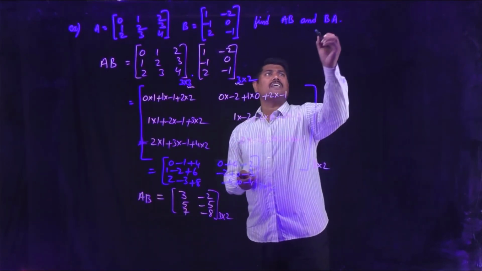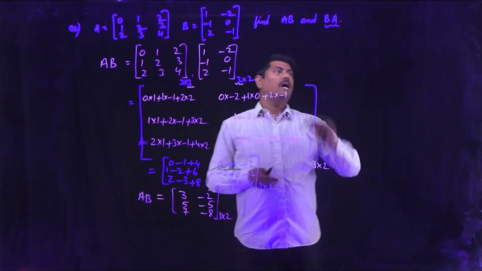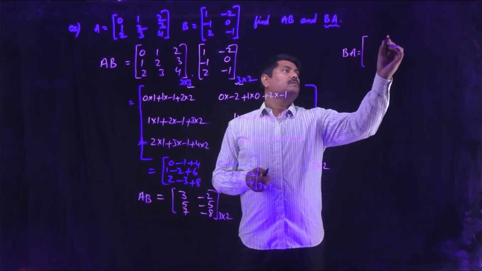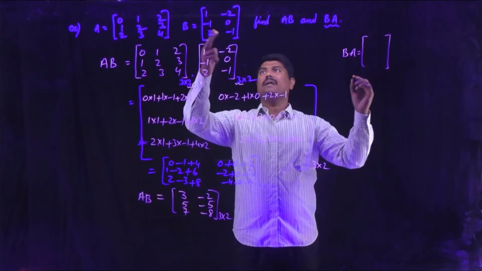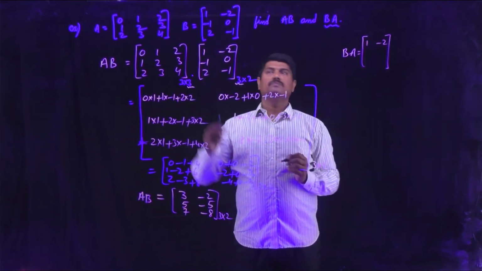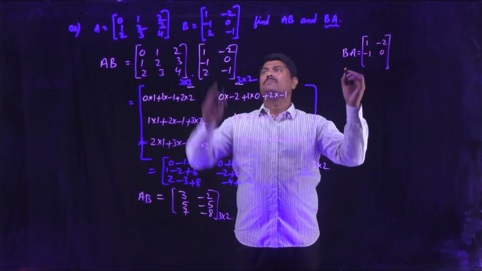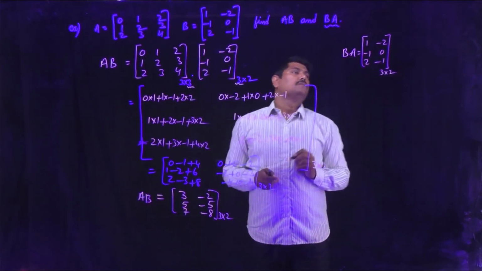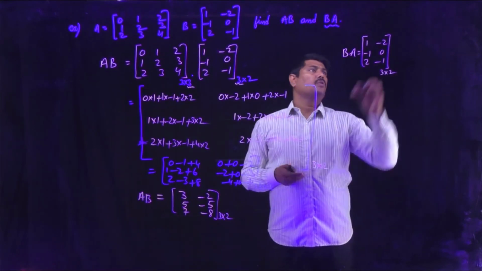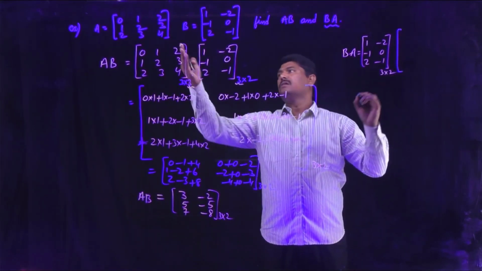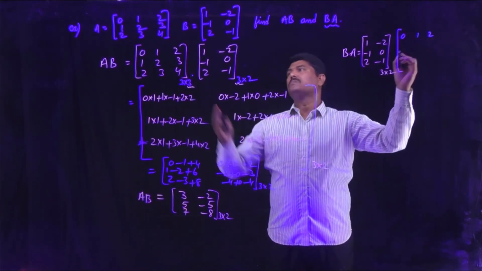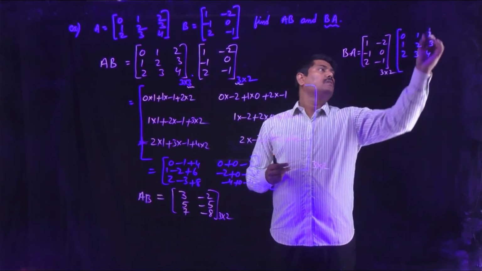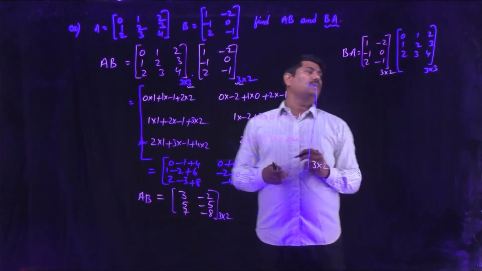Now they are asking about BA also. Observe here, what is BA? First write B. What is the given matrix B? 1, minus 2, minus 1, 0, 2, minus 1. This is of order 3 by 2, 3 rows and 2 columns. Now write A: 0, 1, 2, 1, 2, 3, 2, 3, 4. Clearly this is a matrix of order 3 by 3.